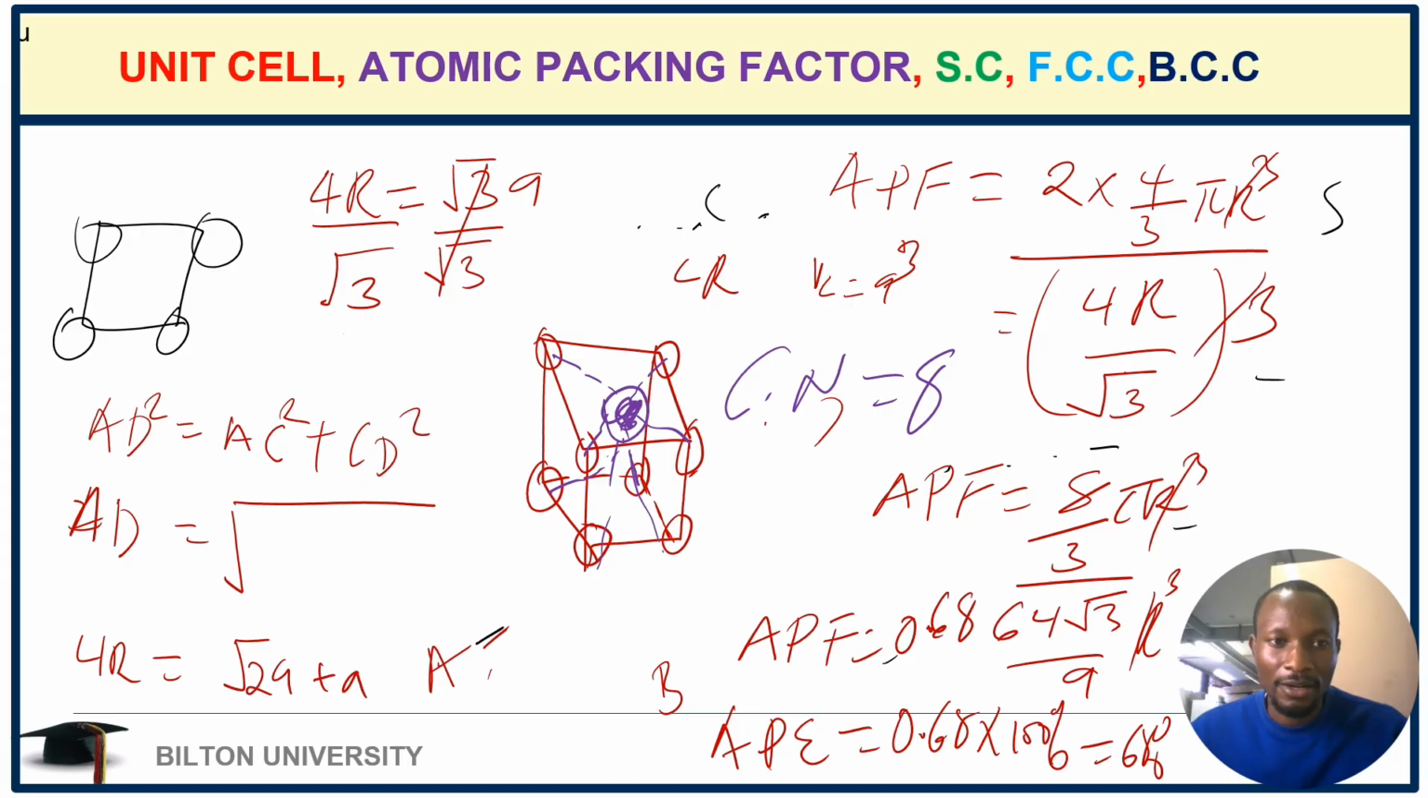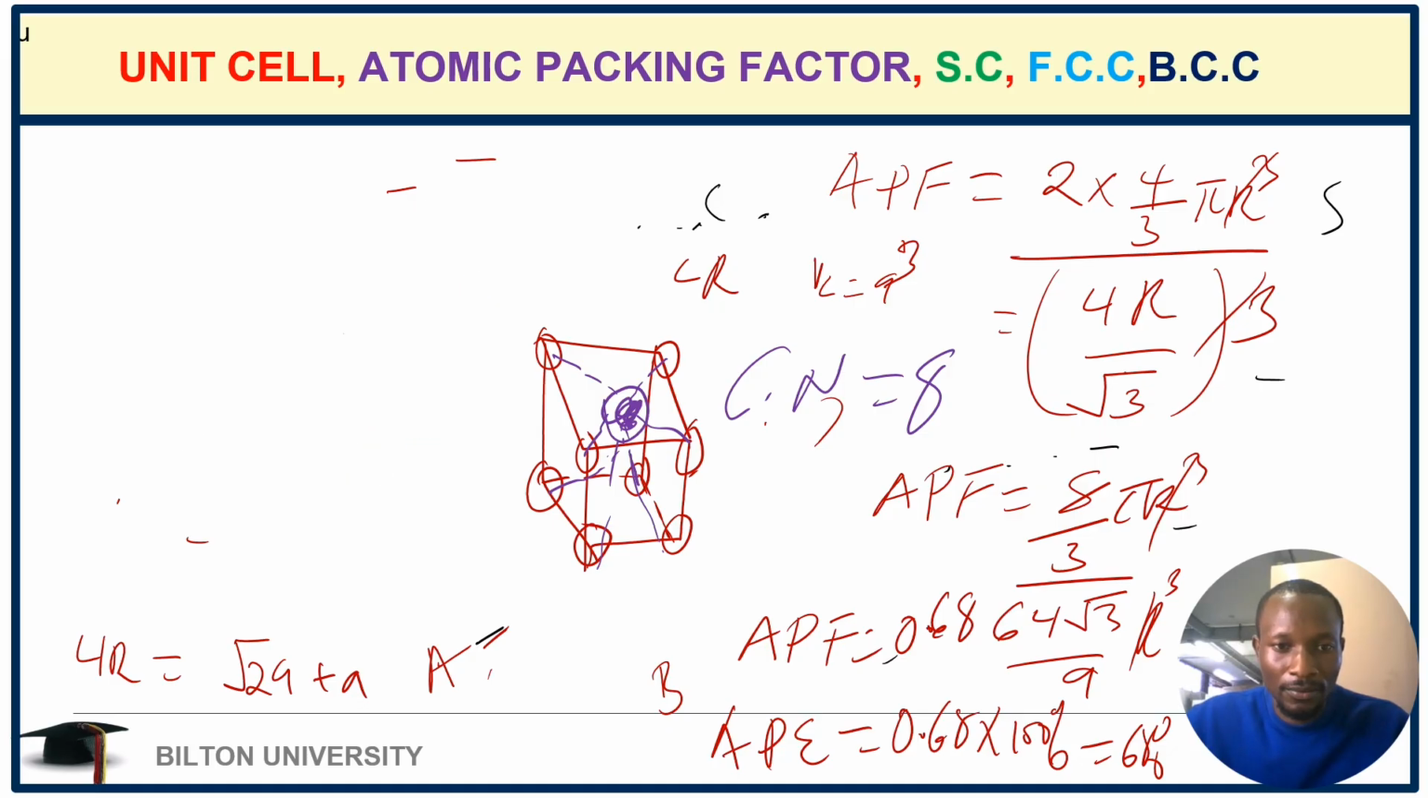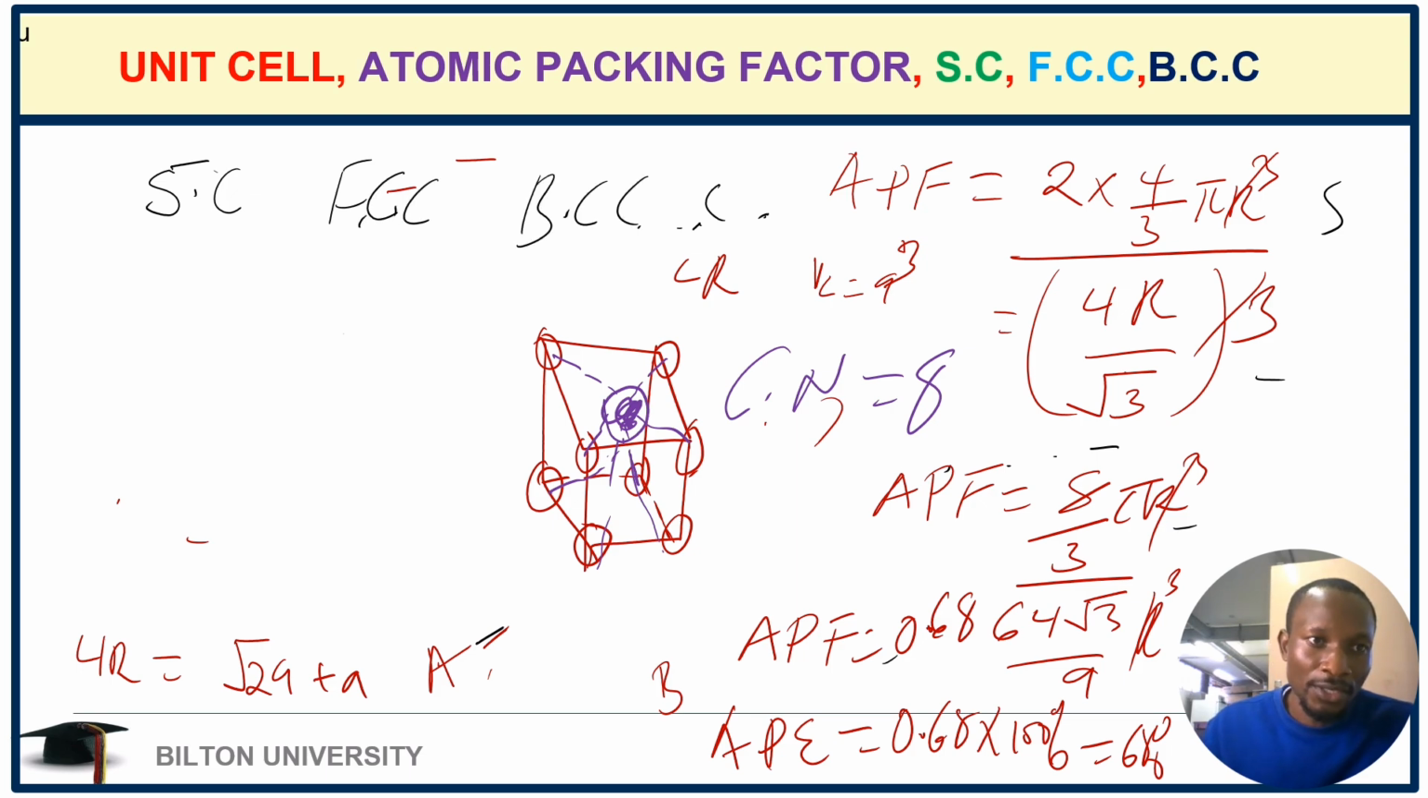So this marks the end of this, and then we can make a summary of what you have learned today by looking at this table. Let me start with simple cube, F.C.C, and B.C.C. The atomic packing factor here is 0.52, here is 0.74, and in B.C.C it is 0.68.